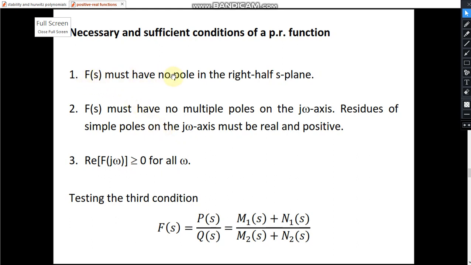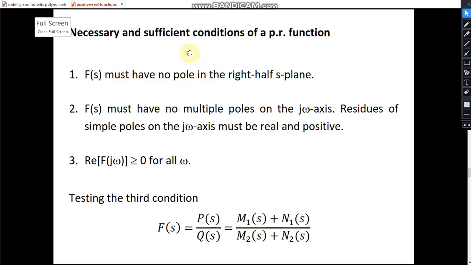One is F(s) must have no pole in the right half s plane. Second is F(s) must have no multiple poles on the j omega axis. Residues of simple poles on the j omega axis must be real and positive. And third condition is real part of F when s is replaced by j omega must be greater than or equal to 0 for each and every value of omega.